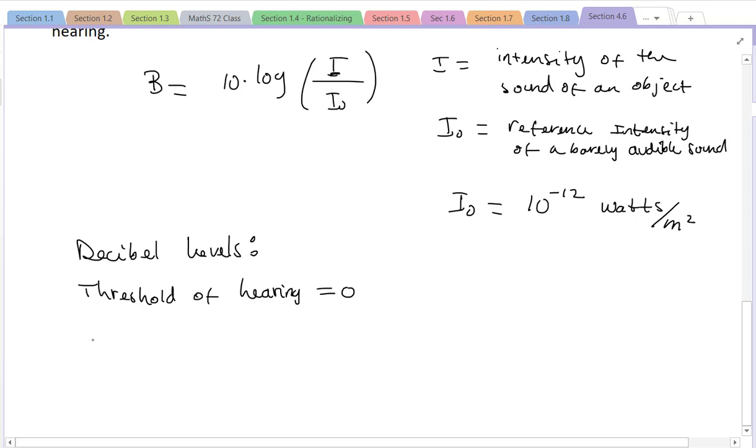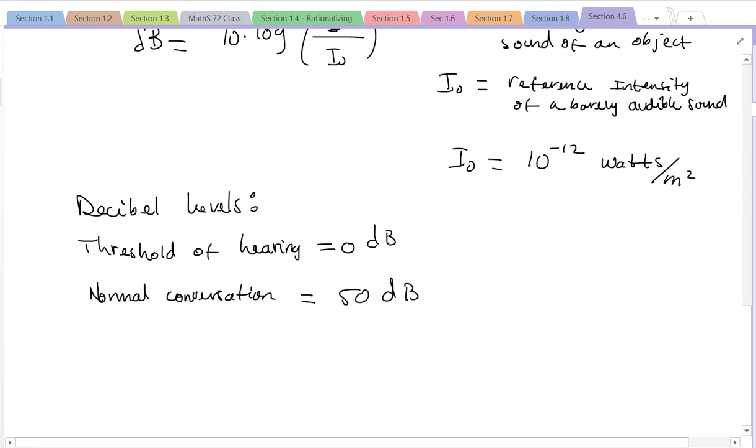And then if you're just having a normal conversation, the decibel level is 50 decibels. The decibel unit is usually lowercase d and uppercase B, so here I could change that to dB. I think your book has just B. And then a jackhammer. If you hear a jackhammer, usually people are wearing ear protection, because the decibel level of a jackhammer is 130 decibels.